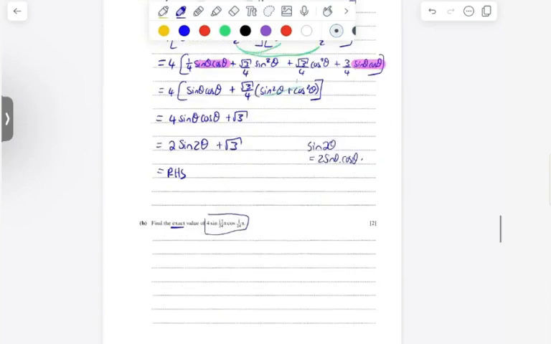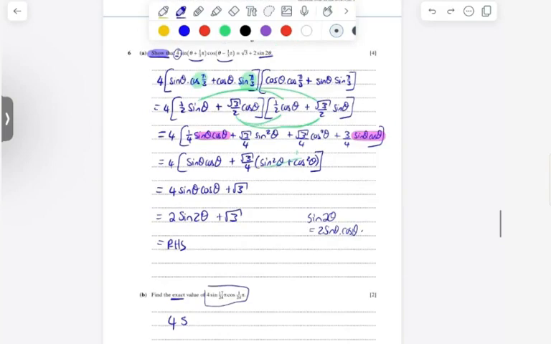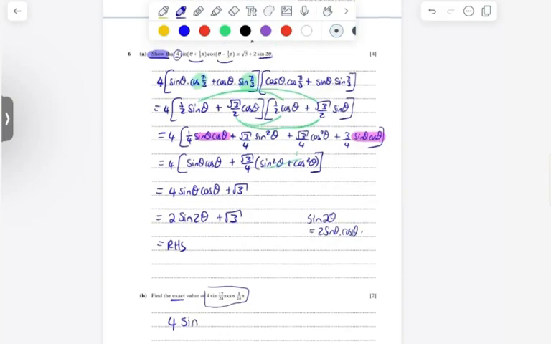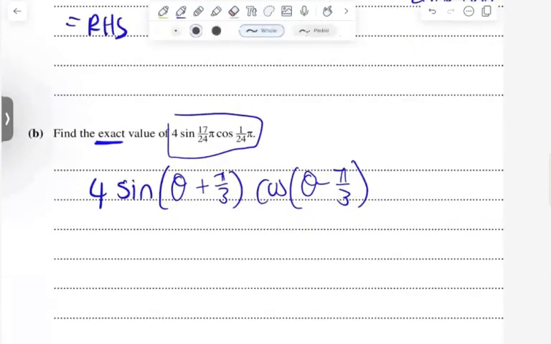And if I look at part A, I've been given 4, because I can see these angles are not the same. So something is funny. Okay, so 4 sine theta plus pi over 3, and then cos theta minus pi over 3. Okay, so what is related here?